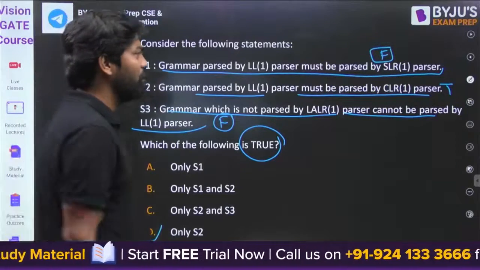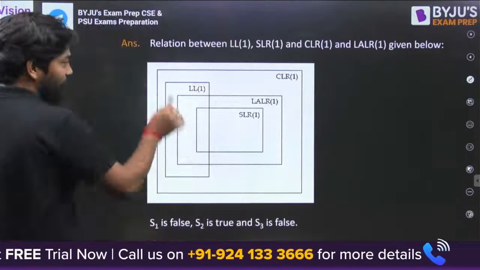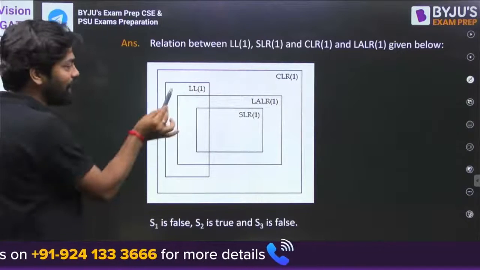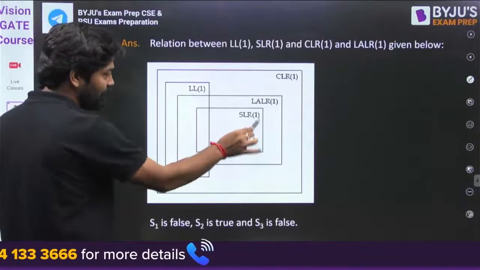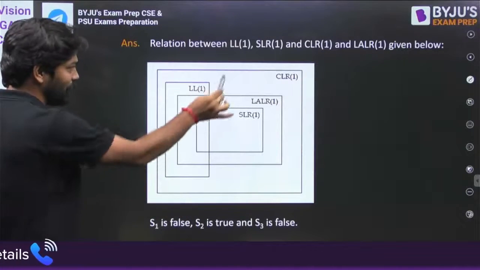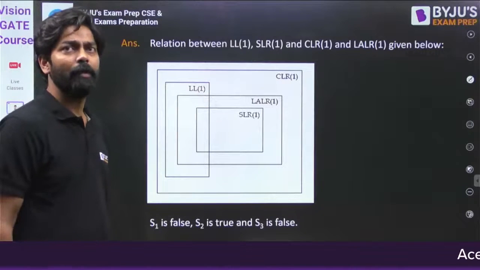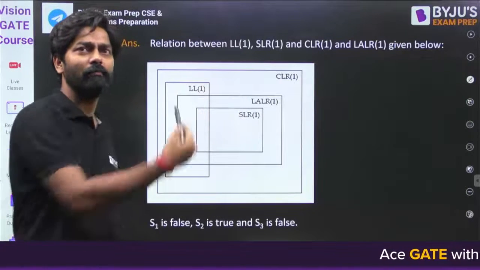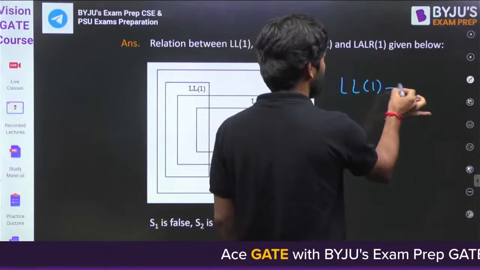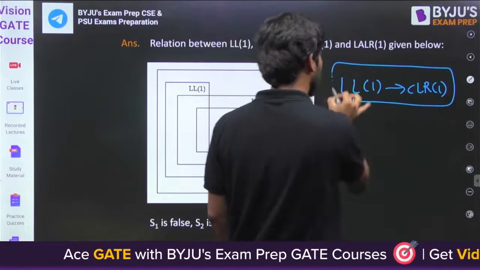D for Delhi. Fine. If you see clearly the diagram of this one, see the LL1, my dear friend. Every LL1 is CLR1. But if it is LL1, you cannot comment about SLR1, or you cannot comment about LR1 also. But if it is LL1, it is CLR1. But if it is CLR1, you cannot comment about LL1. Implication: if it is LL1, definitely it is CLR1. This should be true.